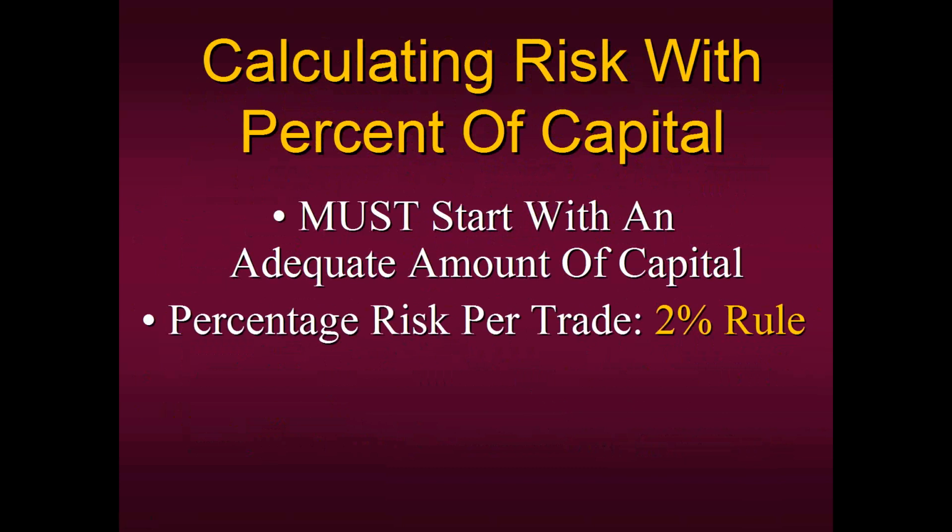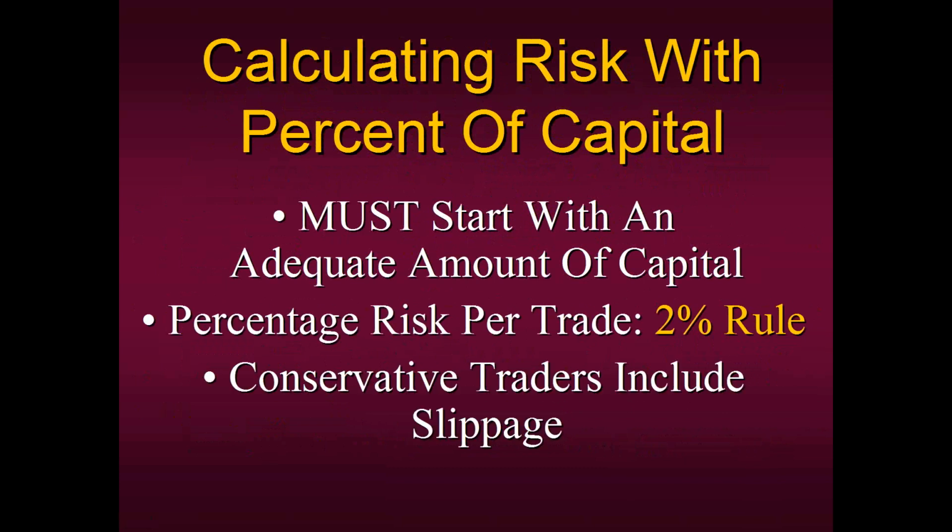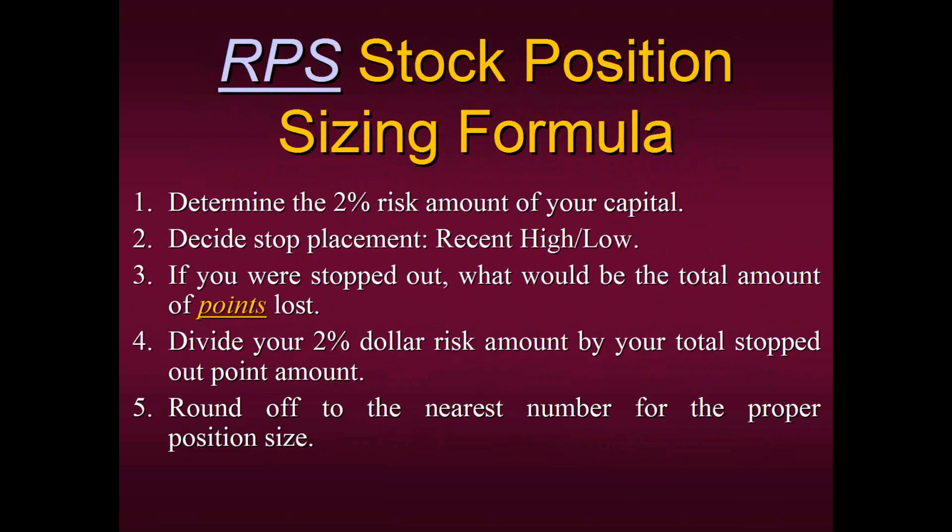If you do that again, you may be down to only a half or a quarter of what you originally started with. So 2% is a good benchmark. You can do 1%, 1.5%, or even a half of 1% if you want, but 2% should be the benchmark that you're risking per trade. And conservative traders may want to include slippage, because a lot of times you may have slippage on the trade. You may want to include your commission costs. So it all depends what type of a trader you are. If you just want to use a standard benchmark, use 2% of your capital, the amount you have to trade with. If you're more conservative, you also want to include in that 2% any amount of slippage you may have and your commission costs. Okay, so here is the RPS stock position sizing formula.